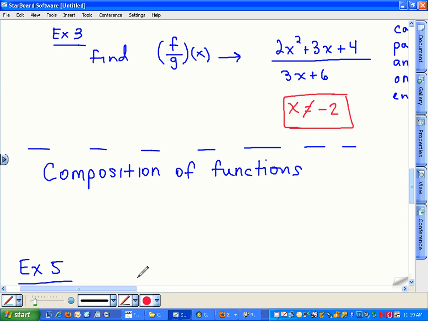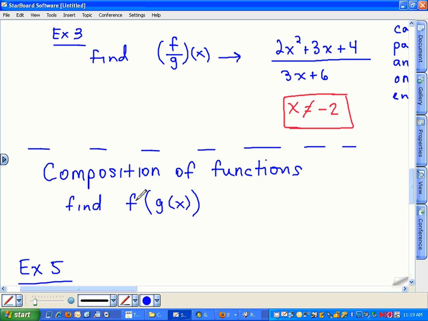There's two ways the book or the worksheet will ask you to find it. It could be written like this: find f of g of x. They could write it like this. Before I show you the other way, let's talk about what this means. What do you think this means? You take the g function, and what do you do with the g function?